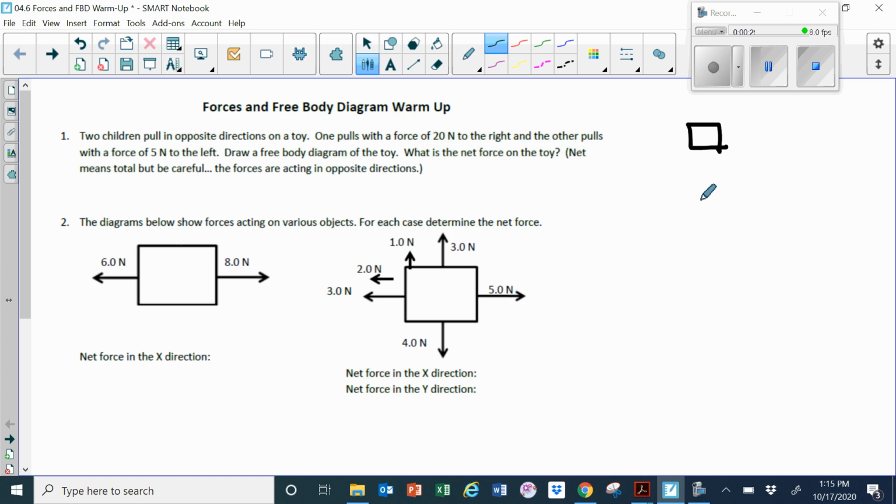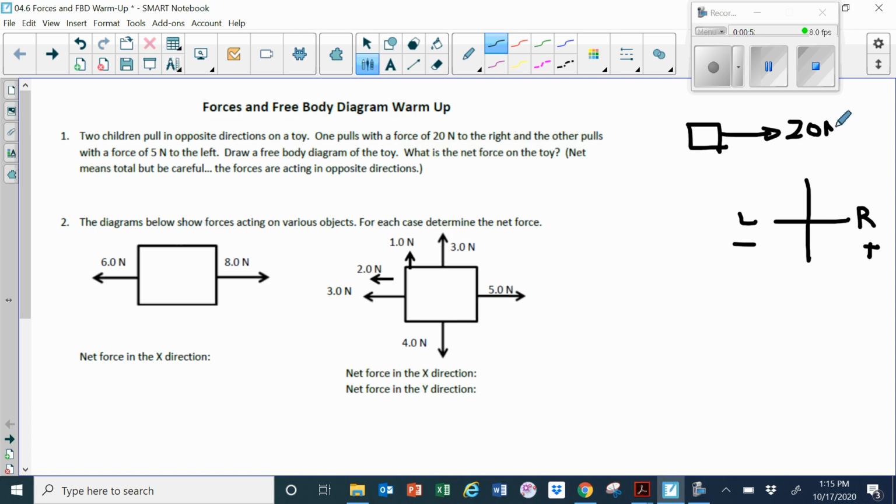So I want to do something really quick here. I want to show you the compass. Okay? And this compass looks like this. This is right, and this is left. Right is positive. Left is negative. Okay? So one pulls with a force of 20 newtons to the right. And I'll write that there.